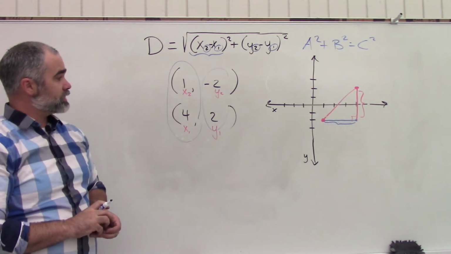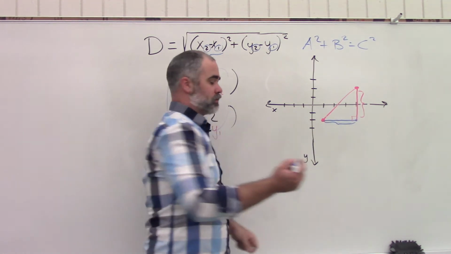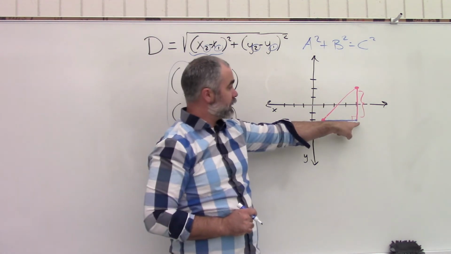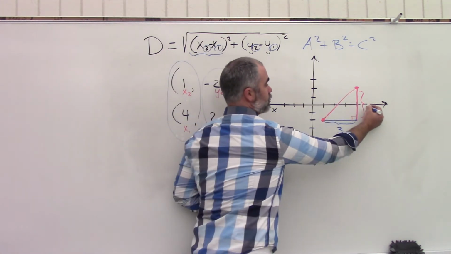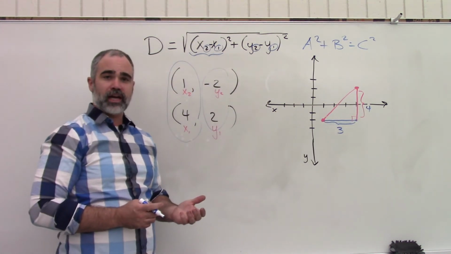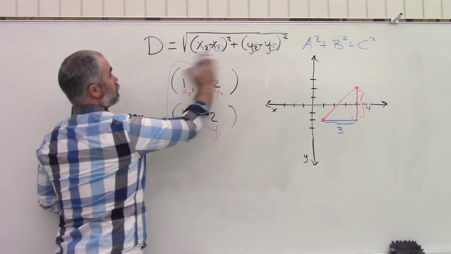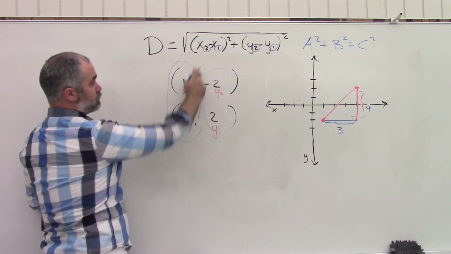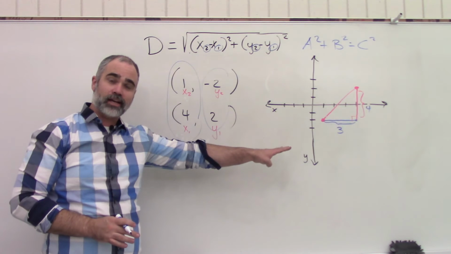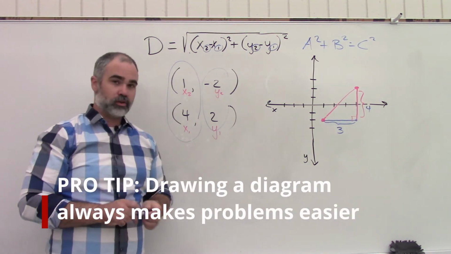So let's see if we can figure this out. The length of this right here from +1 to 4 is just 3 units long. The length from here, -2 to +2, that's 4 units long. Do you think you could find the length of the hypotenuse? Now you can use the equation if you want to. We can plug these numbers in, and we can do it the hard way. Put x2 in, x1 in, and we can subtract and square it, or we can just draw a diagram and do the Pythagorean theorem. Let's see which one looks easier to you.